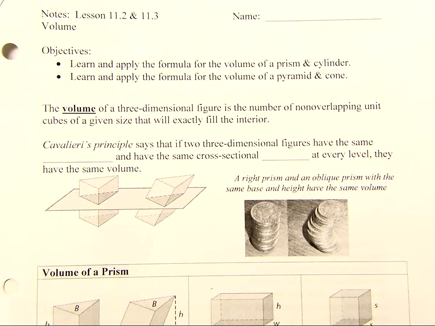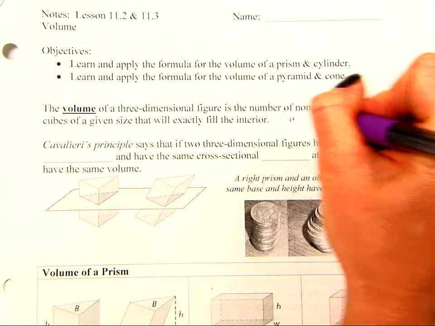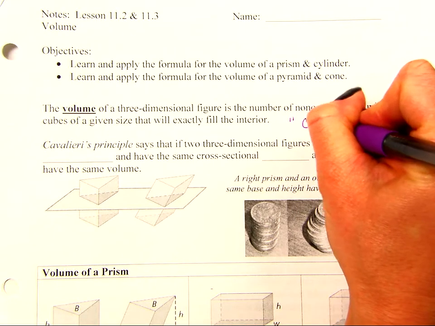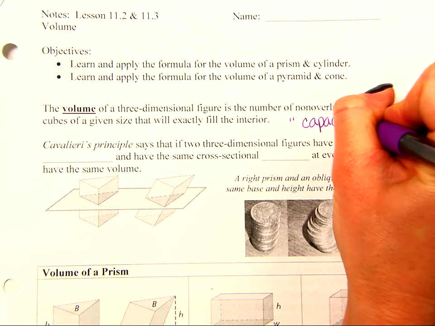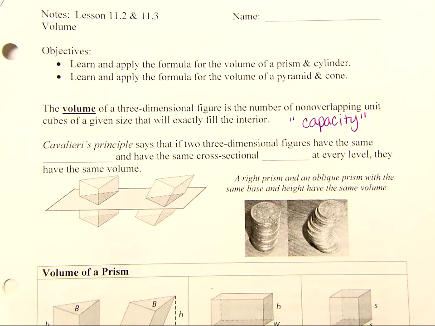Okay, today we're going to be talking about volume. It says the volume of a three-dimensional figure is the number of non-overlapping unit cubes of a given size that will exactly fill the interior. The volume of a figure is really the capacity, or you can think about it as how much it would hold if you were filling it up.